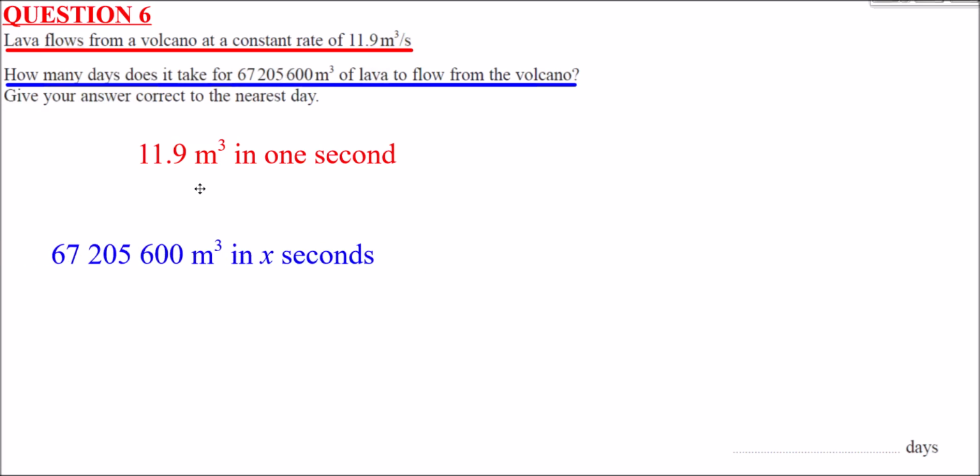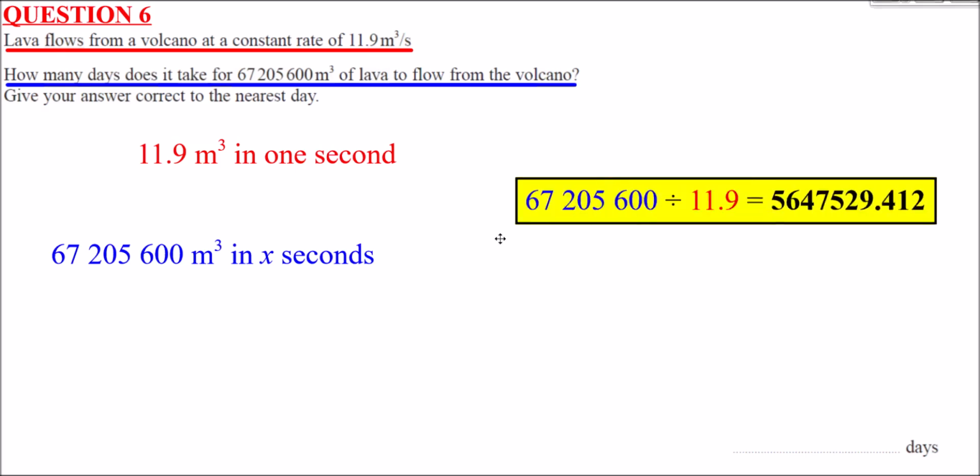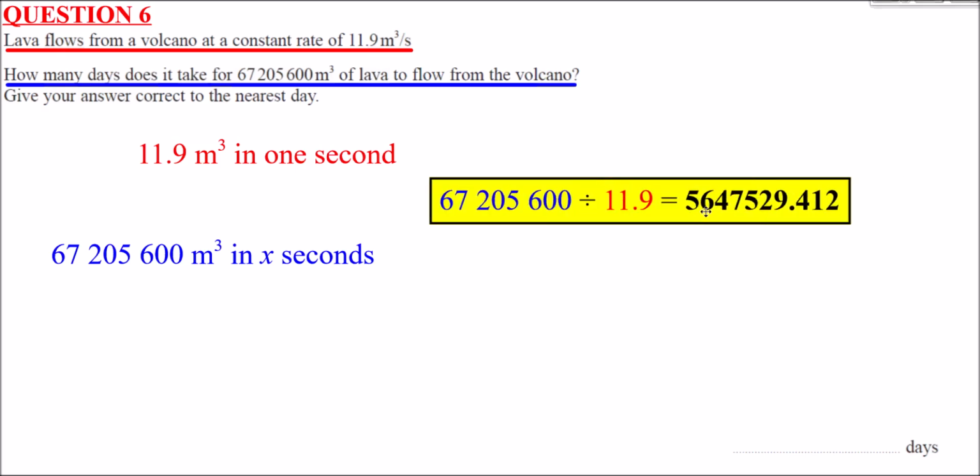So if I set the question up like this, in terms of proportion, if it's 11.9 cubic meters in 1 second, how many seconds would it take to spill out this much lava? So essentially, you need to scale it up from this small number to the huge number. And like I've said a few times now, we work that out by performing a division. So this one, I'm going to do this number divided by 11.9, and that's going to give us 5,647,529.412. So in other words, to go from the red to the blue, I multiply by that figure.